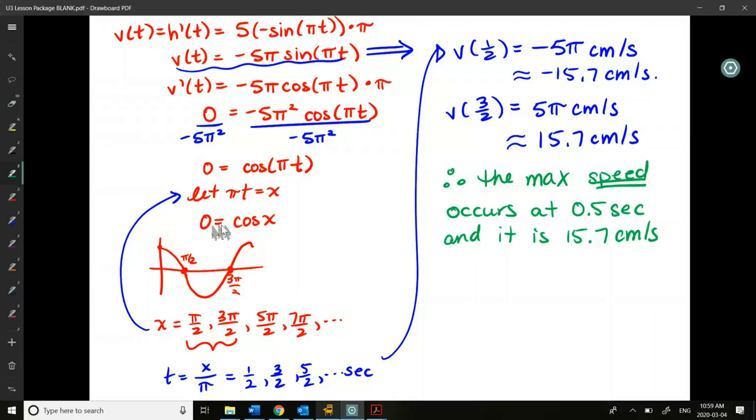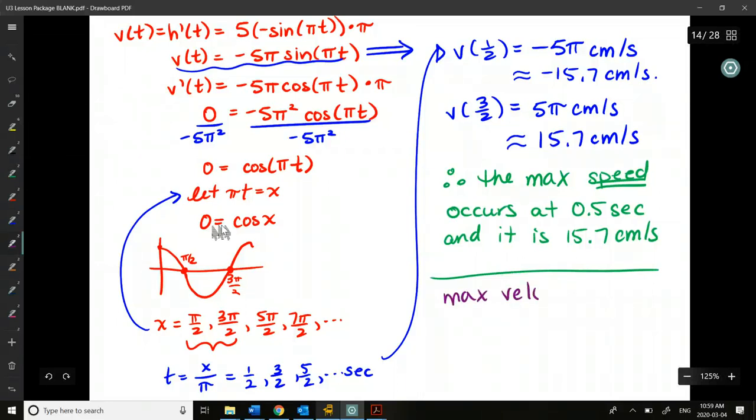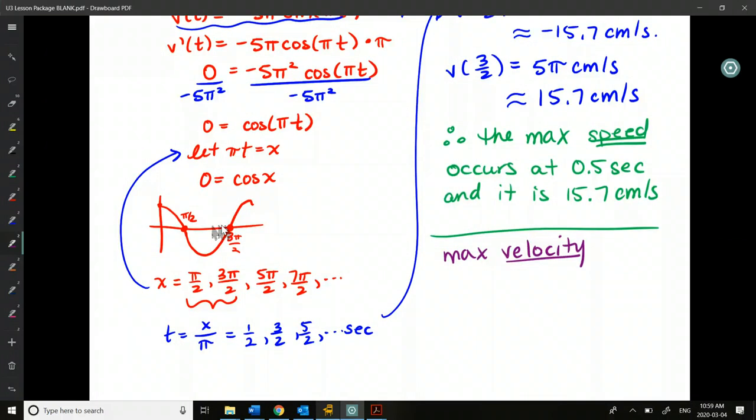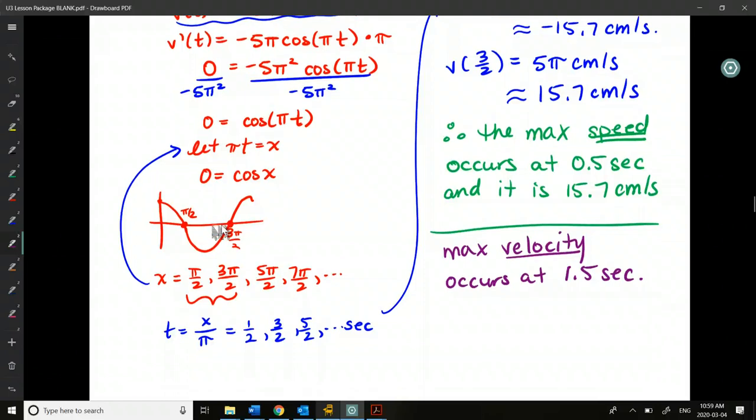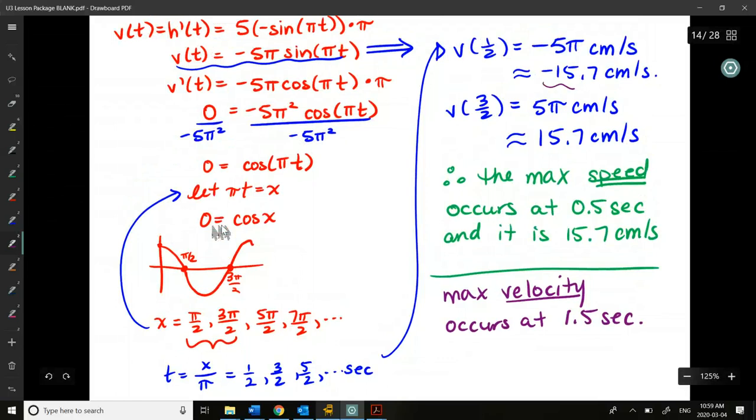Now, if I were asked for maximum velocity, how would my answer change? If I was asked for maximum velocity, then we would say it occurs at 1.5 seconds, and the minimum velocity is this one. Speed does not take direction into account. Speed is a scalar, so we're just interested in the number itself, regardless of whether it's positive or negative. For velocity, we do care about direction. So this would be what we call a minimum velocity, and this one would be our maximum velocity.